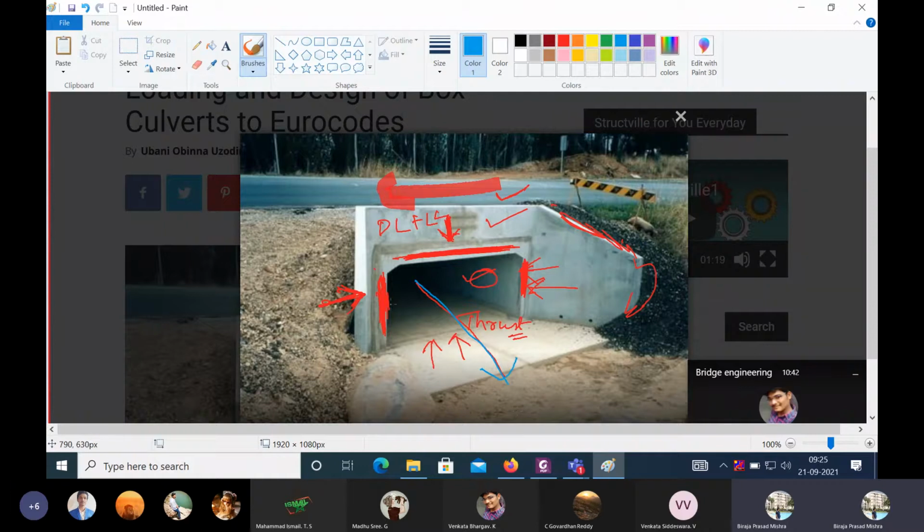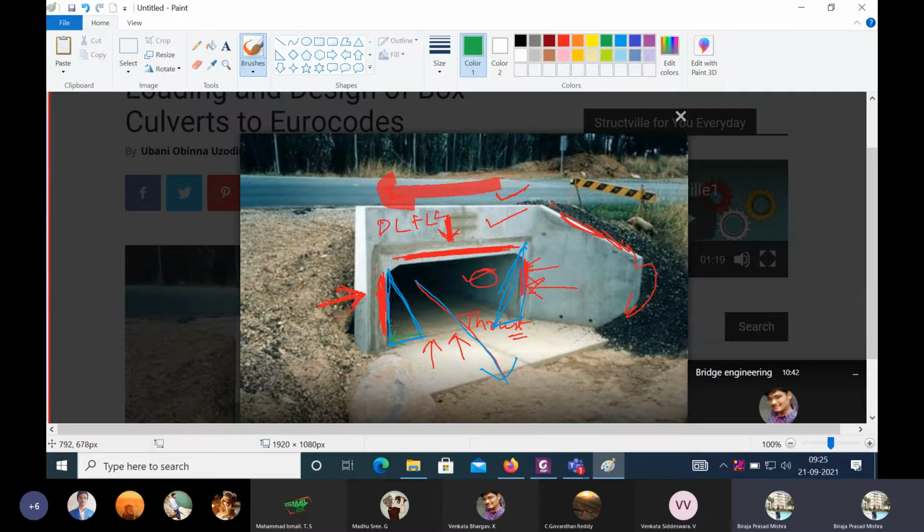Now, how will the pressure distribution be here? The pressure distribution will be like this. It will be in the form of a rectangle. Sorry, not a rectangle. It will be in the form of a triangular loading. Likewise on this wall also, the force will be distributed in the form of a triangle. And what will be the direction of that force? The direction of that force will be like this.